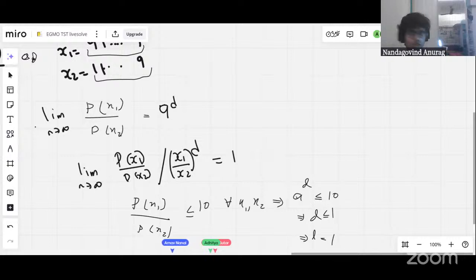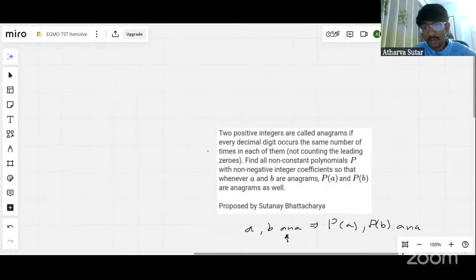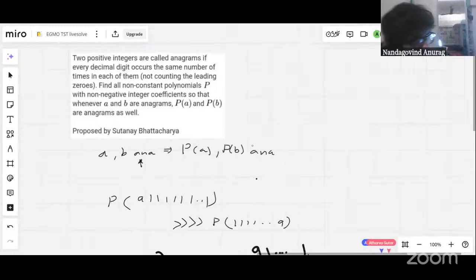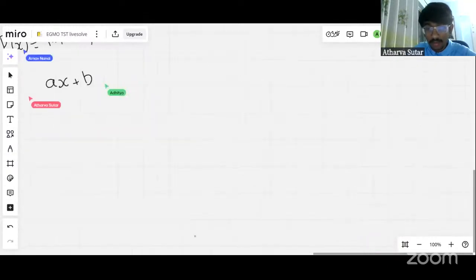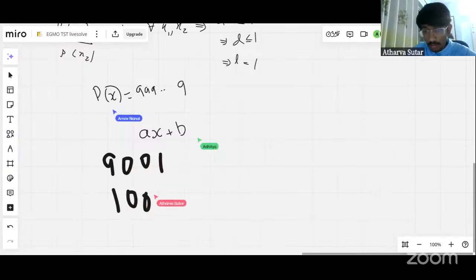10x would also work. 10 to the power kx works. I think we can put some kind of bound on a by considering numbers of the type 900 and 1009.